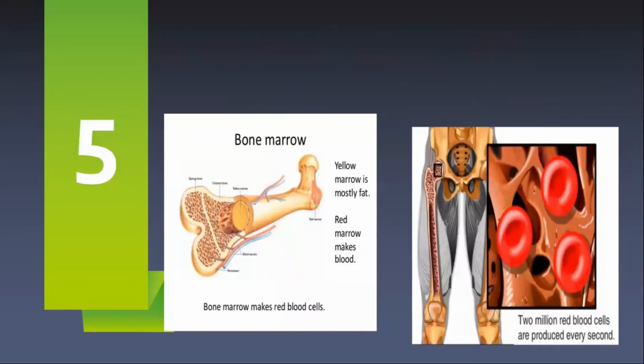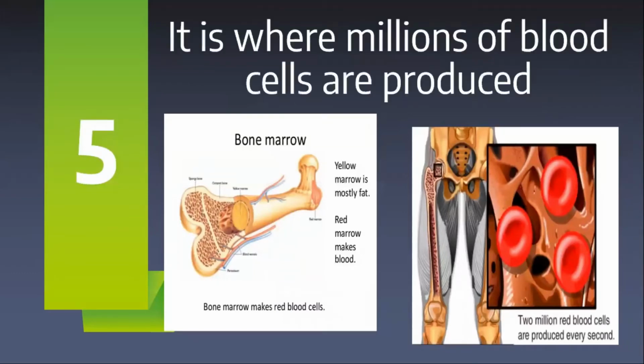Next, the fifth one, it is where millions of blood cells are produced. I hope you noticed that when you're eating a fried chicken leg and you try to break the bone, you will see some brown or reddish thing inside. That's the bone marrow where millions of blood cells are produced.